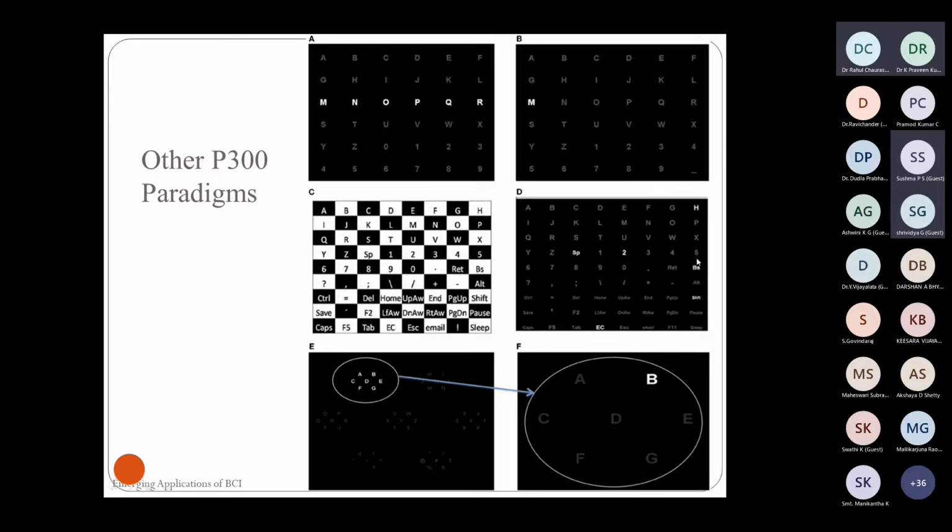Either all the rows or columns of white one will be displayed or the black one will be displayed. Then there was the region-based paradigm. First they intensify one region. Once the region has been selected, then they zoom out, and out of that region they intensify the character.